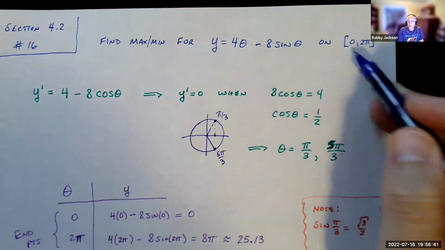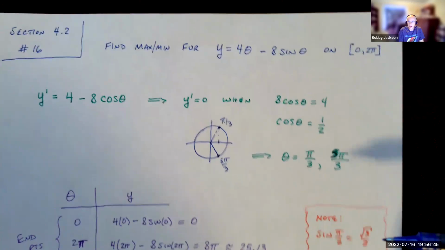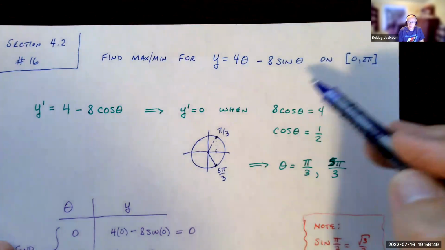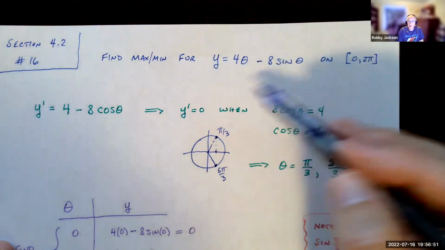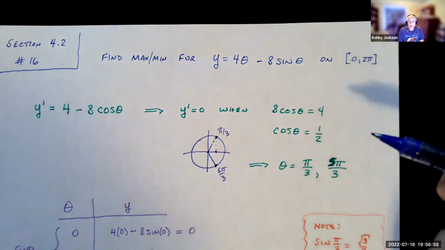If you change the interval, of course, the critical points can change as well. Okay, that's the first step. Second step is now we just check the value of the original function, not the derivative, but the original function, at these endpoints and at these critical points. So it's just evaluating it.